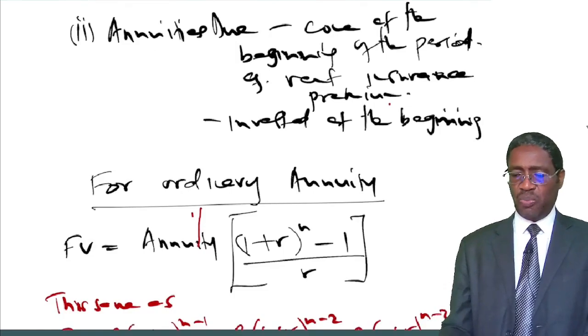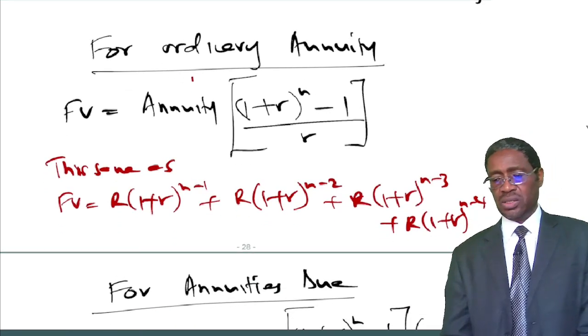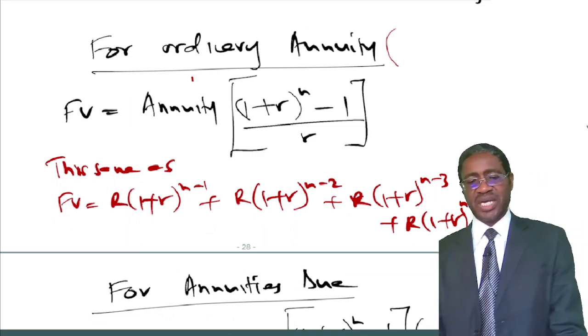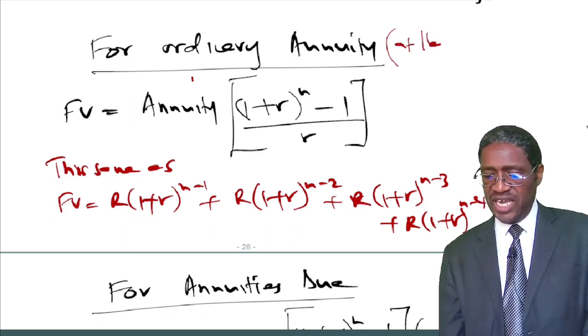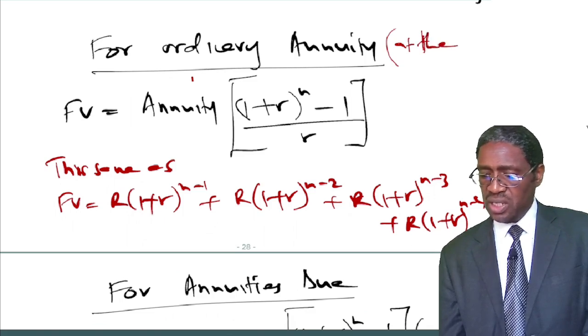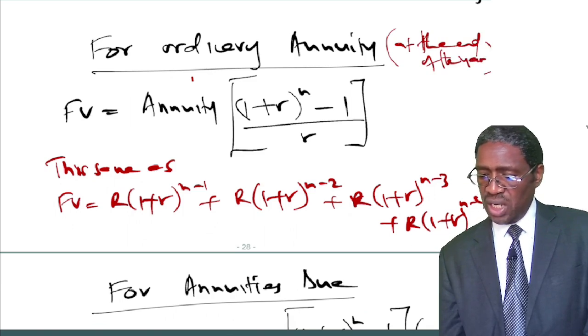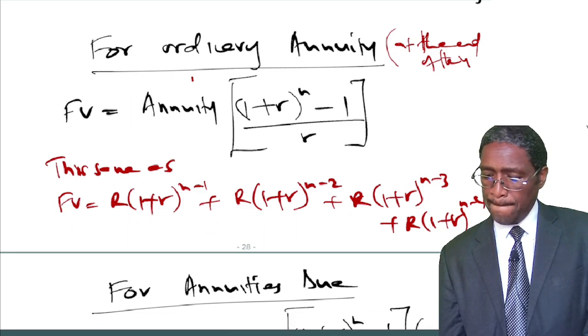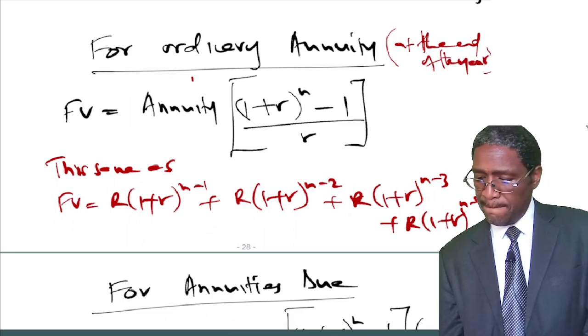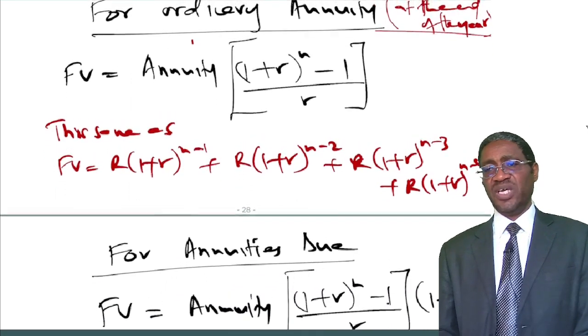Then I want you to copy this now. Then you have another subheading for ordinary annuities. Ordinary annuities, you can put in bracket at the end, just to remind you, at the end of the year. Then copy this formula.